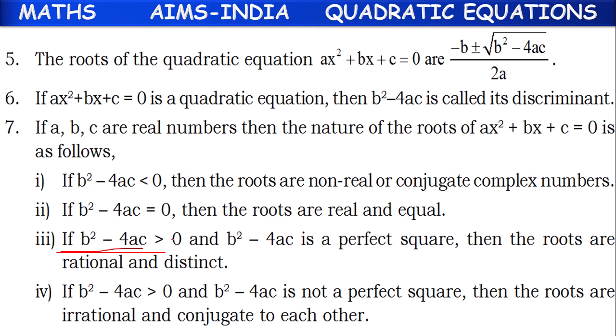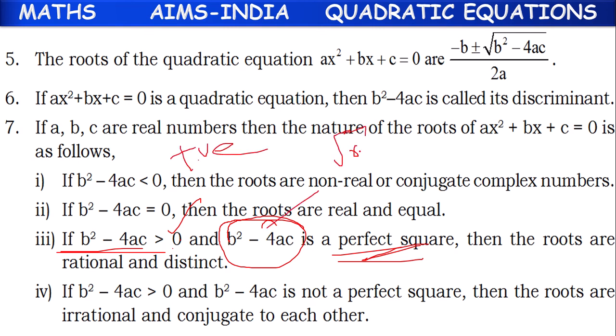If the discriminant is greater than 0 and the discriminant is a perfect square, there are two conditions. One, it should be greater than 0, positive, and it should be a perfect square, meaning it can be written in the form of a square, so that the square root and the square get cancelled. At that time, the roots are rational numbers and distinct. Both are different.